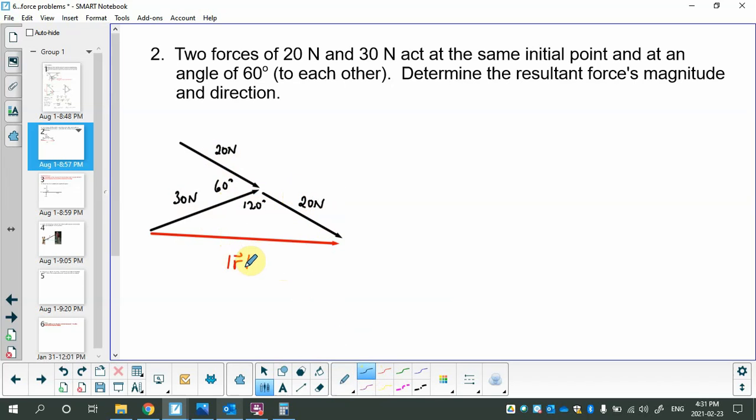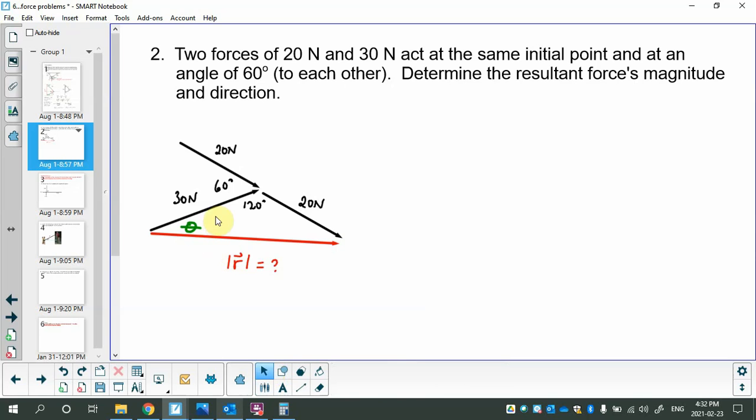So I'm going to have to find this, which will be the resultant force's magnitude, and I will have to find this, which is the resultant force's direction. And in this case, it's the direction with respect to the 30 Newton force, as opposed to if I had done it the other way, when it would have been with respect to the 20 Newton force.